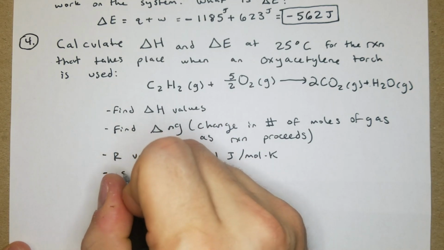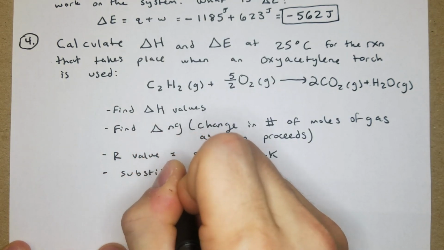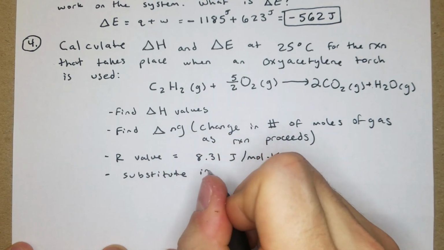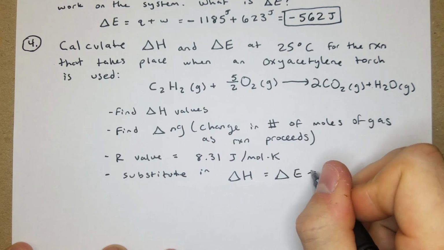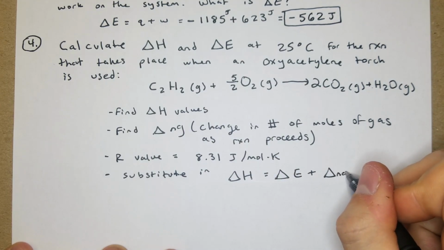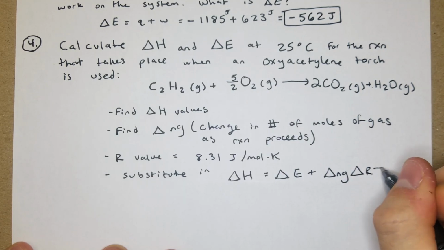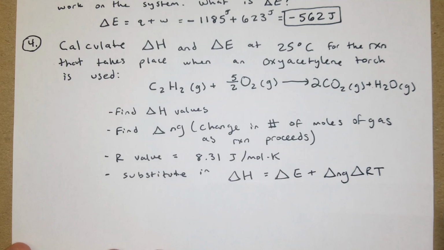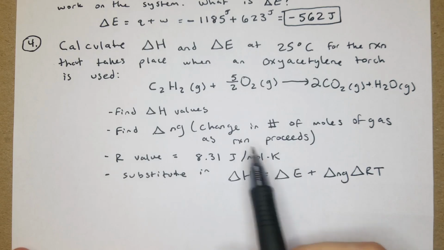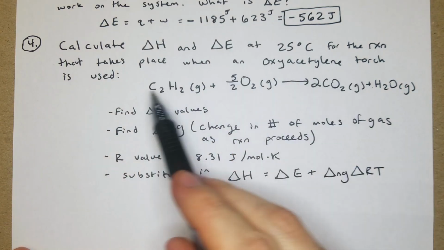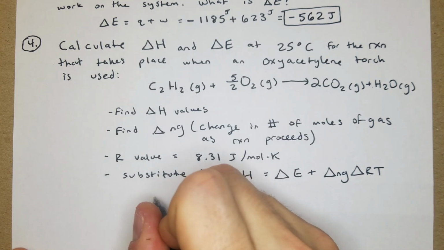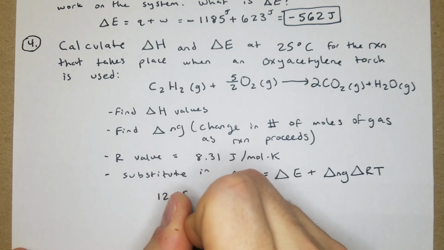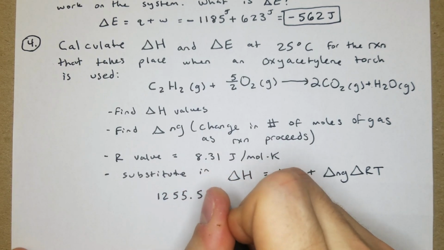And then finally, substitute in: delta H equals delta E plus delta n g times RT. That looks a little bit confusing, but I think it will make sense once we start plugging things in. First of all, our delta H values. It says calculate delta H and delta E at this temperature. Depending on what method you use to find your delta H, this one I looked up ahead of time so it wouldn't be a pain, because we already discussed how to find that in previous videos.